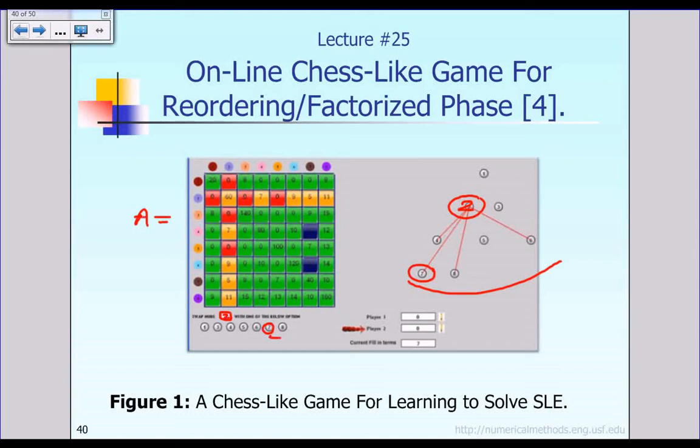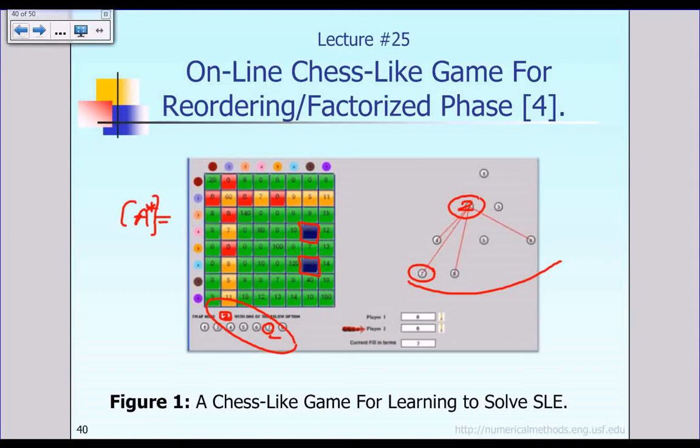then the computer screen will give you a new matrix, which we call A star. With the new matrix A star, just like the original matrix A, you can identify, for example, how many fill-in terms you have. If the number of fill-in terms that you get from the new matrix A star due to the Cholesky factorization phase turns out to be less than the number of fill-in terms from the original matrix A, that means your swapping the node, or like moving the chess game, is good.